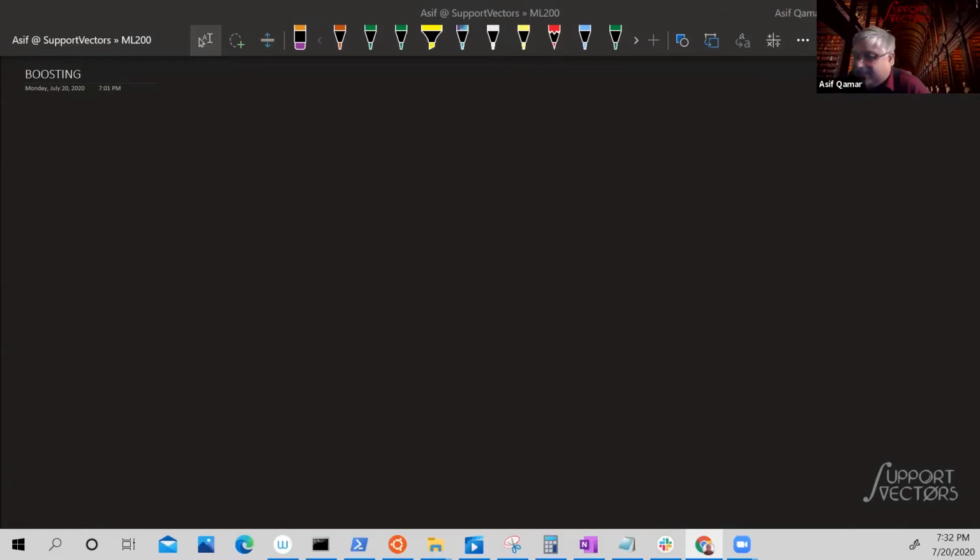Are you guys able to see my screen? Yes, I see the boosting, and other than that, it's black.